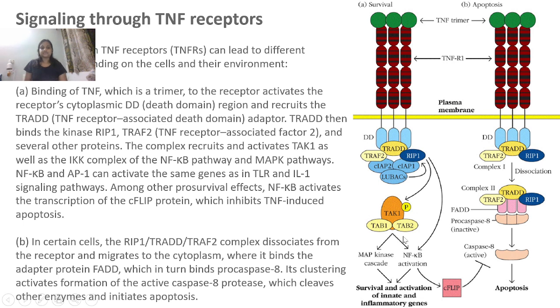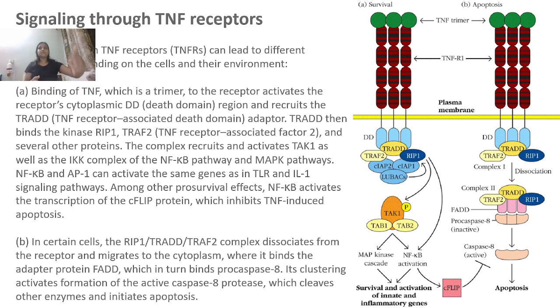One is it can activate the NF kappa B pathway, or it can activate the MAP kinase pathway, and there will be activation and survival of innate and inflammatory genes. Then there are two functions of this TNF alpha. One is it can activate many different types of inflammatory genes, and it can help in the survival of the cells. And another is it can induce apoptosis. Either it can help its survival, or if it is seen that there is no chance that a cell can survive and it has to die, it will initiate apoptosis.